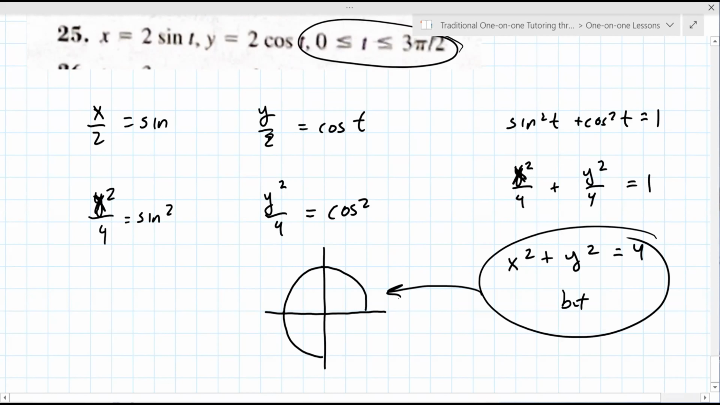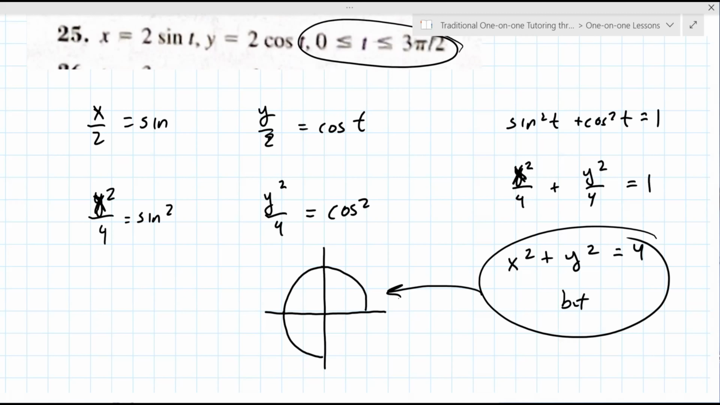And if you're drawing that, your instructor would mark you wrong if you didn't say, hey, this is where it ends.